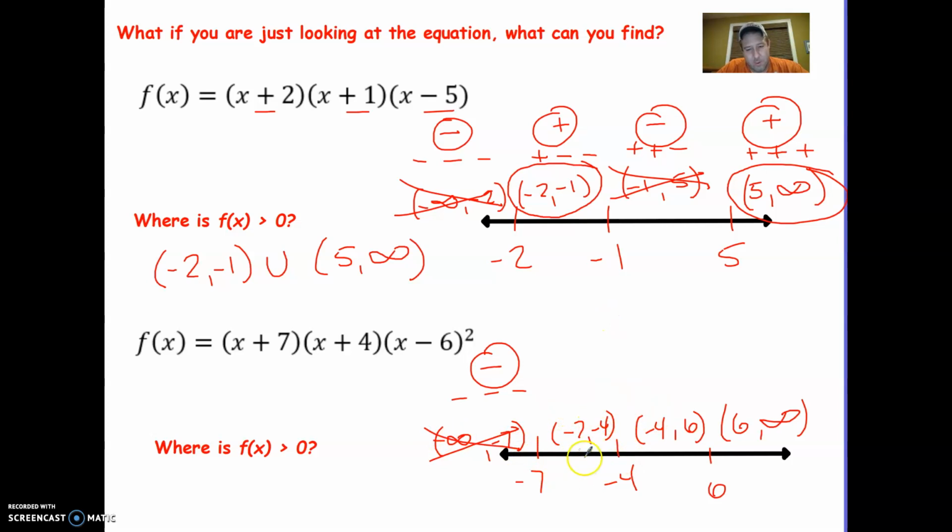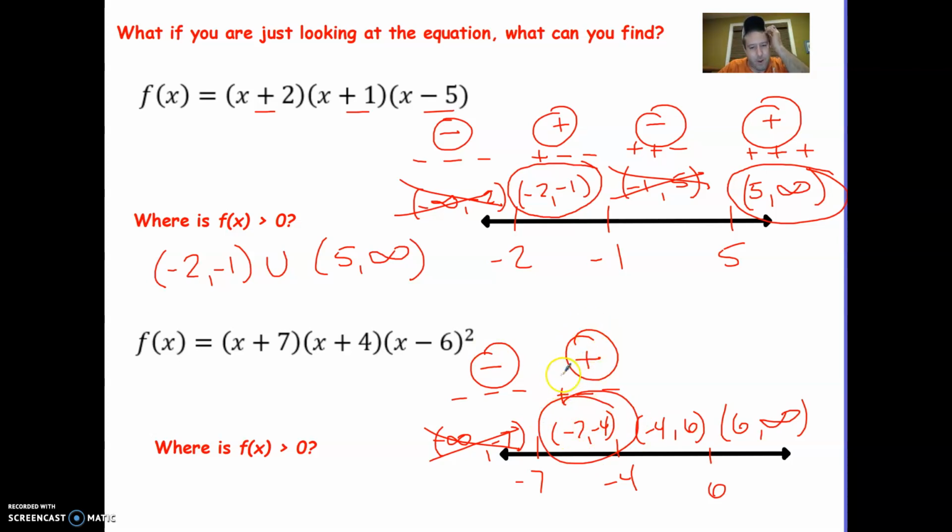A number in between here would be like negative 6. Negative 6 plus 7 is positive. Negative 6 plus 4 is negative. And negative 6 minus 6 is also negative. So that's going to give us a positive result. So this is a part of our answer.